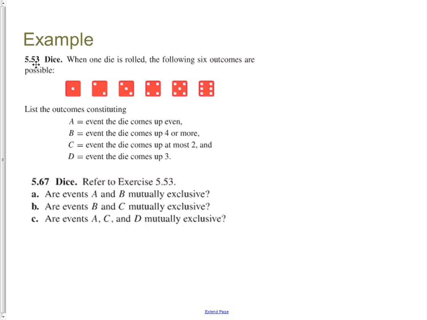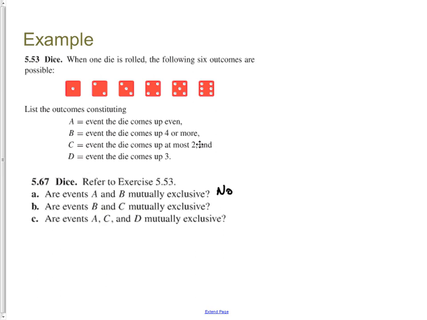And let's go back to our dice right here, right? Let's ask, are events A and B mutually exclusive? Well, that would mean if they're mutually exclusive, that events A and B, the dice comes up even, or the dice comes up four or more. No, they're not mutually exclusive, right? Because there are two dice that are even and four or more. So they're not mutually exclusive, right? They do have overlapping events.